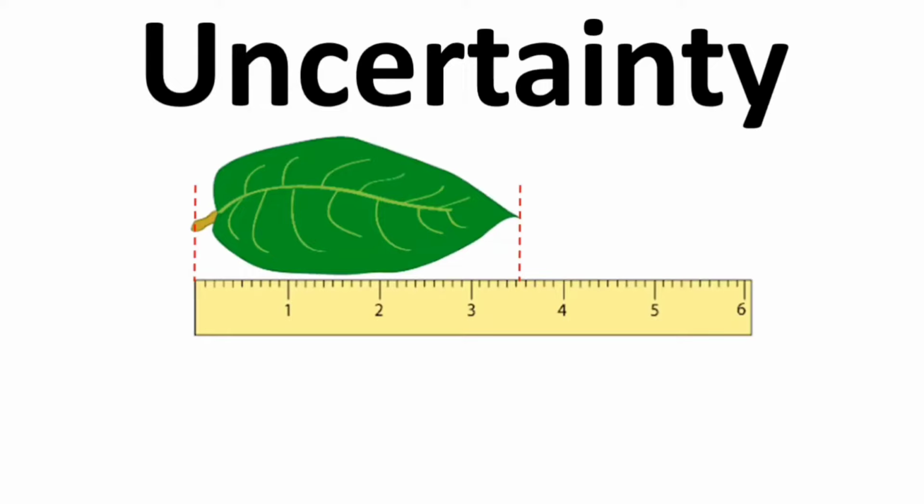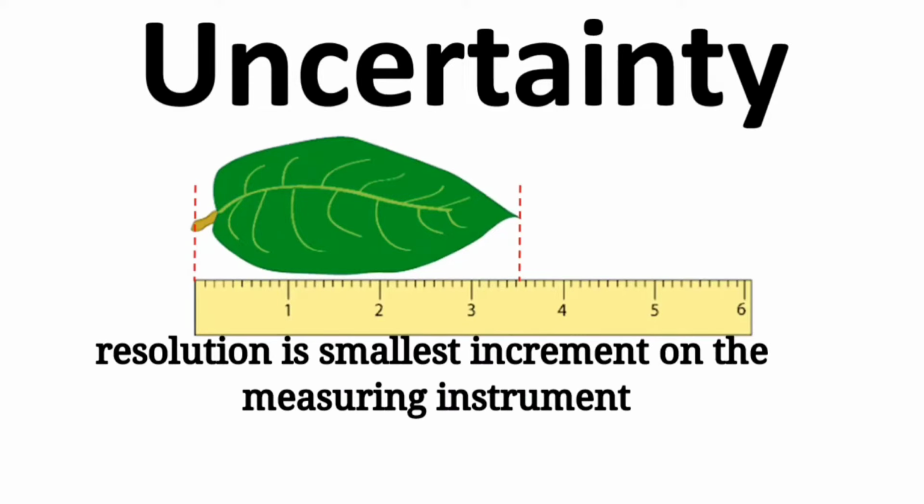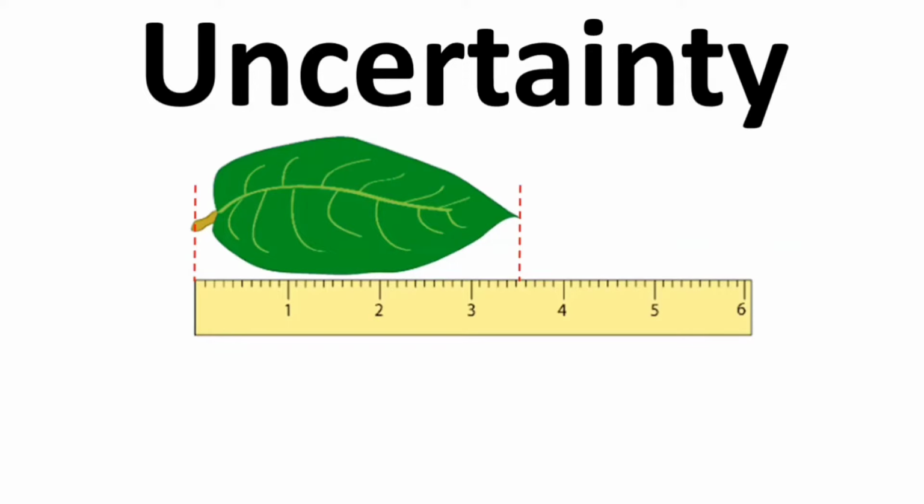Uncertainty or doubt of measurement can be understood as follows. Let's say you are trying to measure the length of the leaf. The ruler has a resolution of 0.1 cm. Resolution is the smallest increment of the measuring instrument or the smallest division on the scale. What would be the length of the leaf? You are sure that the leaf is at least 3.5 cm. You are pretty confident on that.